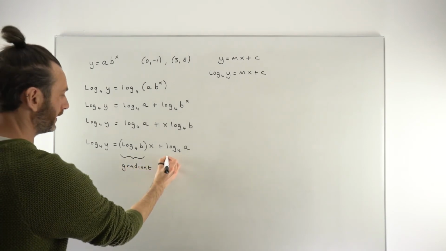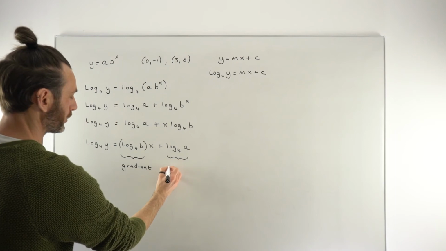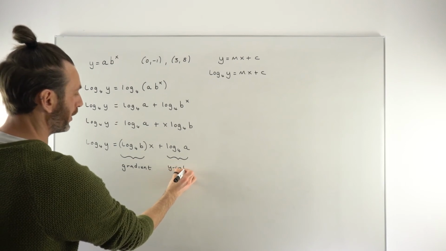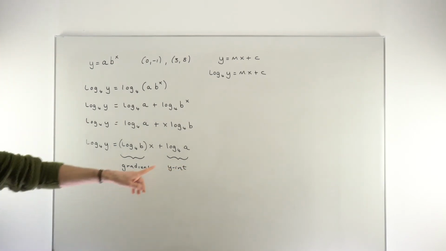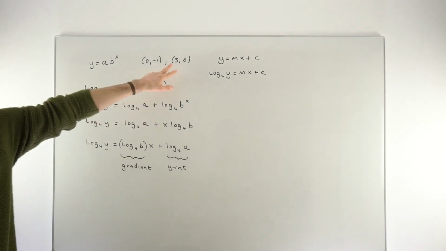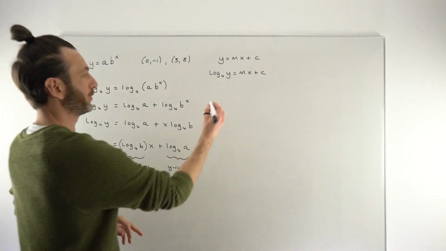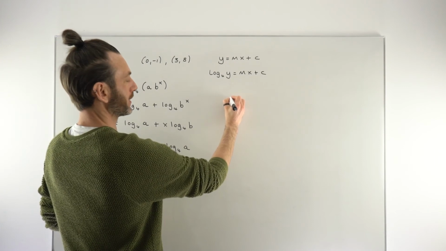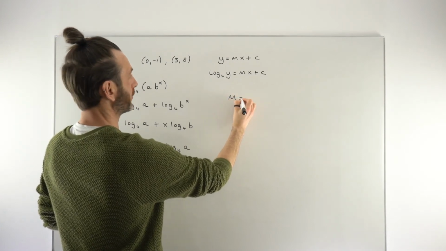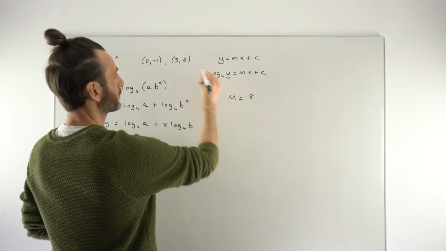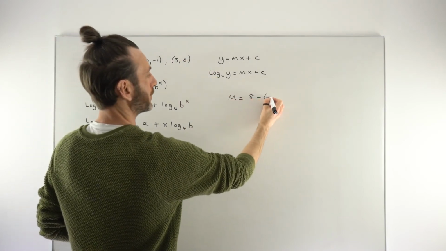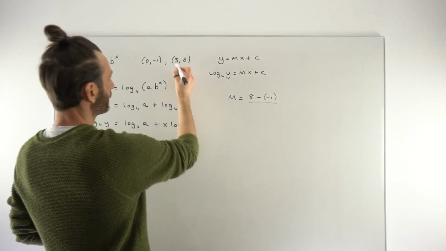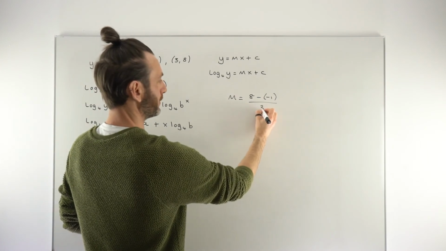And this guy here, just by the position in the equation, is playing the role of the y-intercept. So what is a gradient and what is a y-intercept? Well, the gradient we can get by the 2 points they've given to us on the line. So let's just call that m for a gradient, just using the normal gradient formula. So it's 8 minus 1 divided by 3 minus 0.